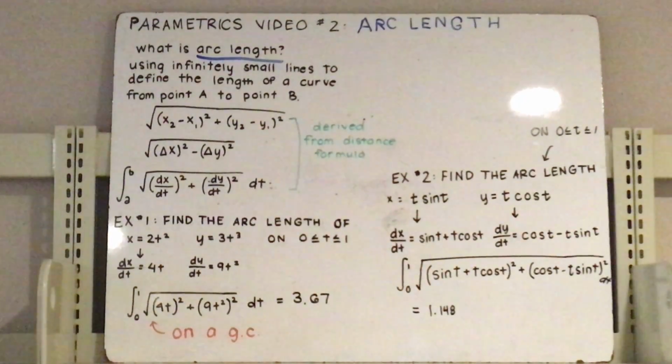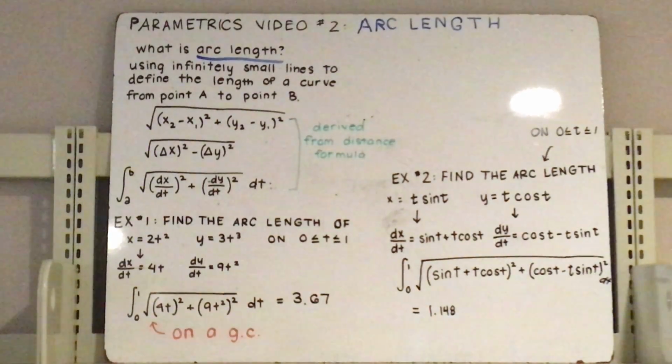Okay. So we've talked about horizontal and vertical components of parametric equations. Now we're going to talk about arc length. So we know the horizontal and vertical components are x of t and y of t. Now we're going to use those to find out the length of a curve. So what is arc length?